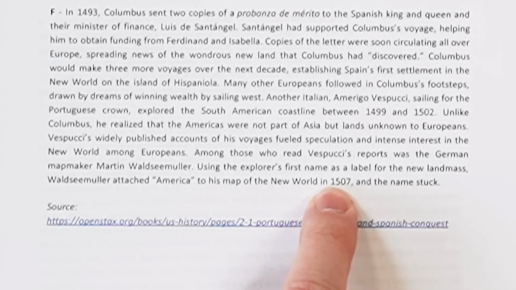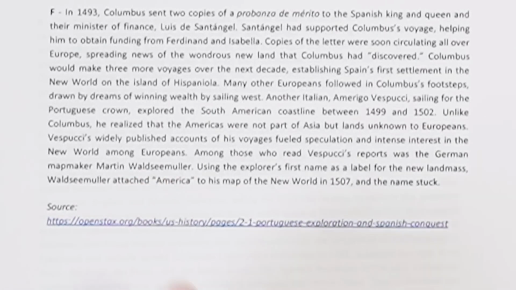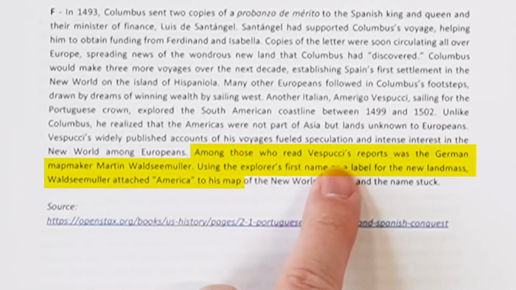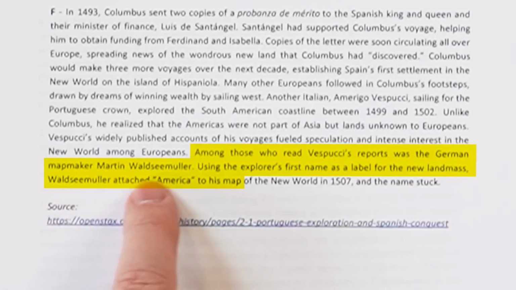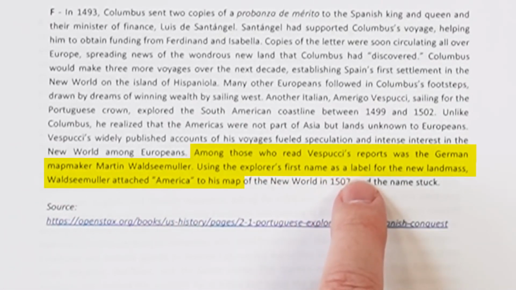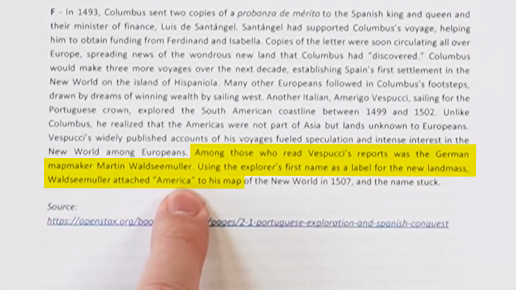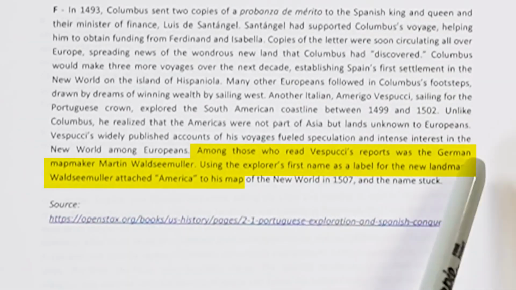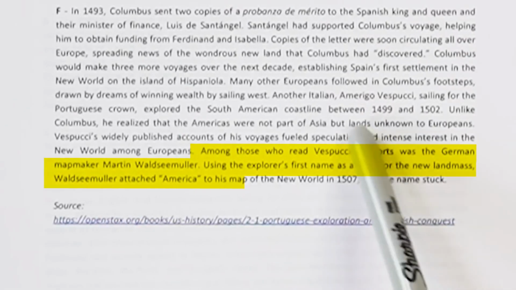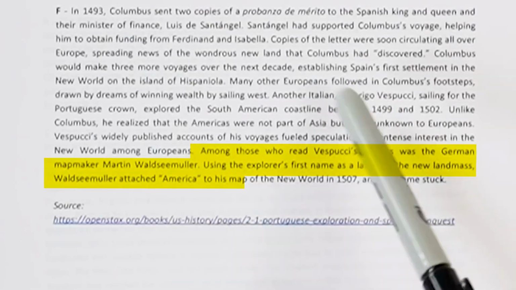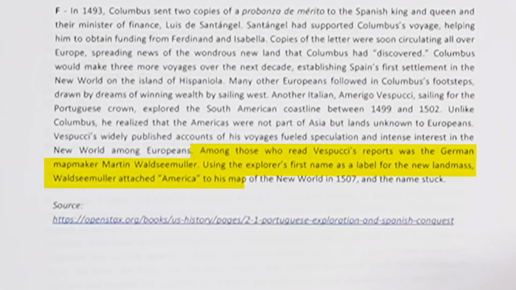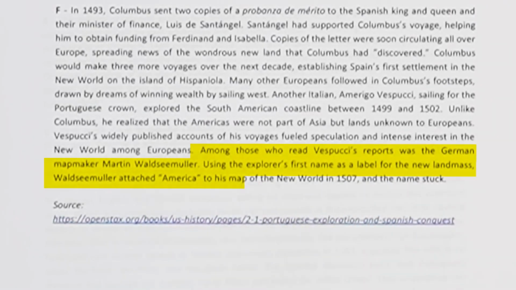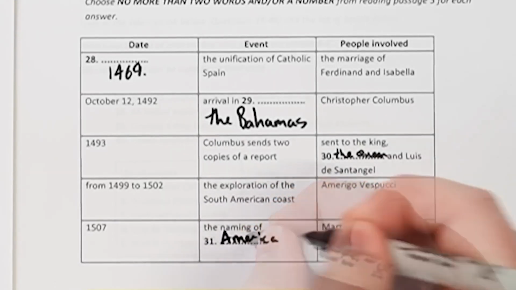1507, the naming of, and it's to do with this guy Waters, someone's name I can't pronounce. Among those who read his reports was the German map maker, using the explorer's first name as a label for the new landmass. He attached America to his map. The naming of America, could it be? Using the explorer's first name as a label for the new landmass. Amerigo. Oh, I didn't know that. America was named after an Italian. Using the explorer's first name as a label, attached America to his map. So it is the naming of America.